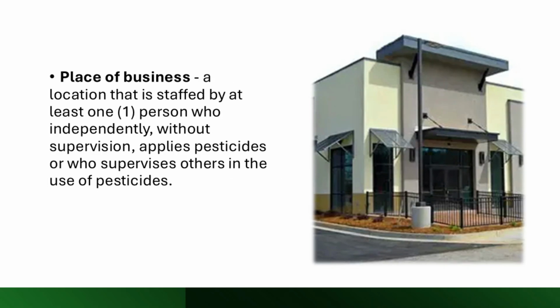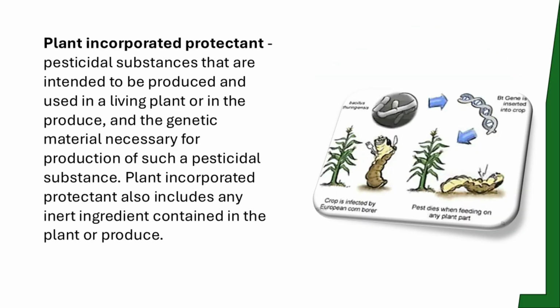Place of business. A location that is staffed by at least one person who independently, without supervision, applies pesticides, or who supervises others in the use of pesticides. Plant incorporated protectant. Pesticidal substances that are intended to be produced and used in a living plant or in the produce and the genetic material necessary for production of such a pesticidal substance. Plant incorporated protectant also includes any inert ingredient contained in the plant or produce.